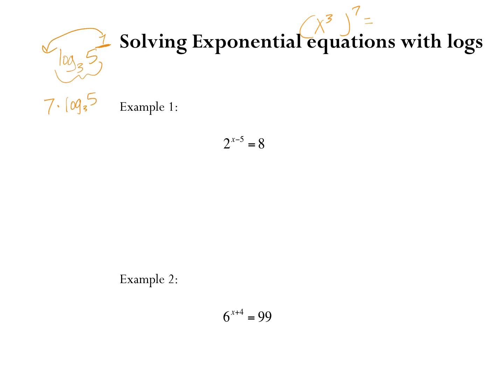So as I look at the equation 2 to the x minus 5 power equals 8, what's frustrating is, if I just had the x minus 5, I could do the opposite. I could just add 5 to both sides. Do you guys see what I'm saying here? But that's not what I have here.